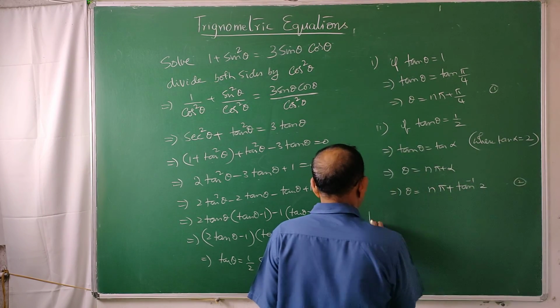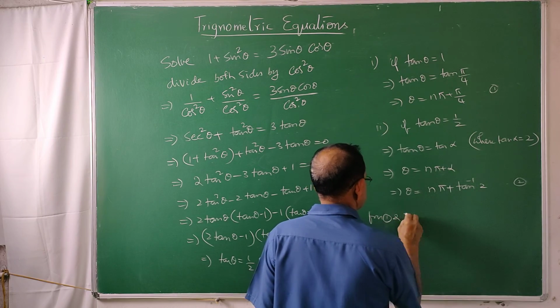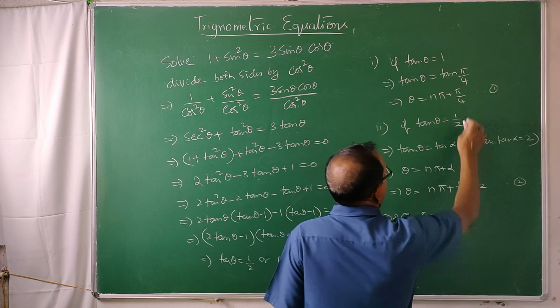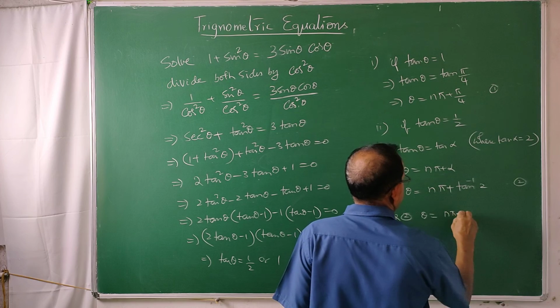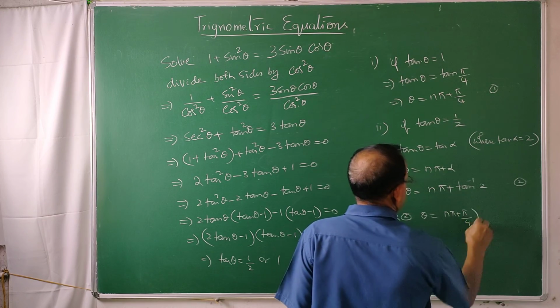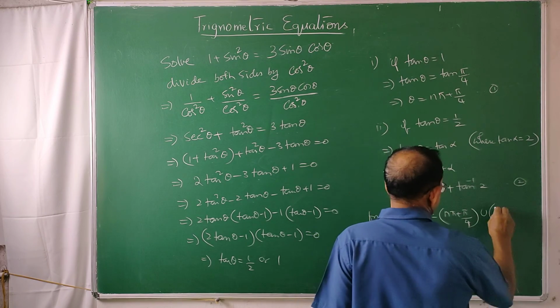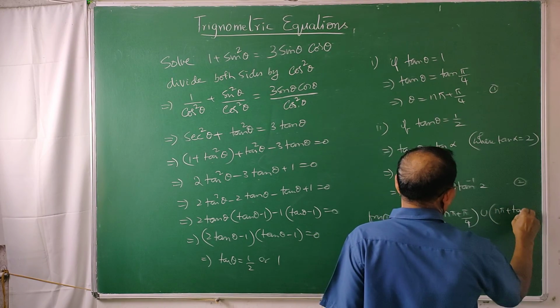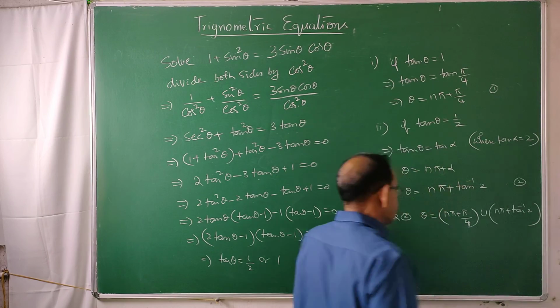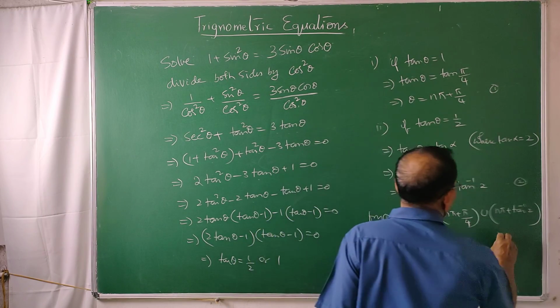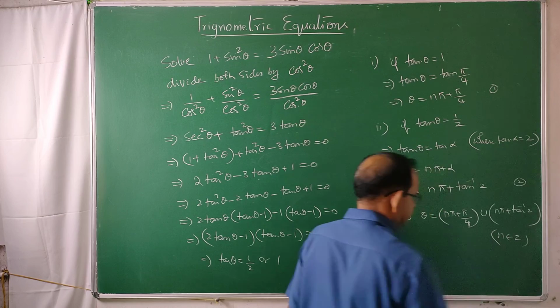Now you can write from 1 and 2: theta is equal to, first one is n pi plus pi by 4, union this one, n pi plus tan inverse 1 by 2. You have to write the general solution like that. N is any integer, n belongs to Z.